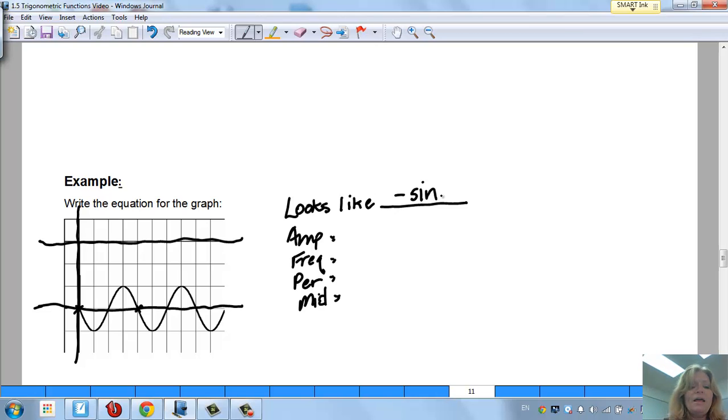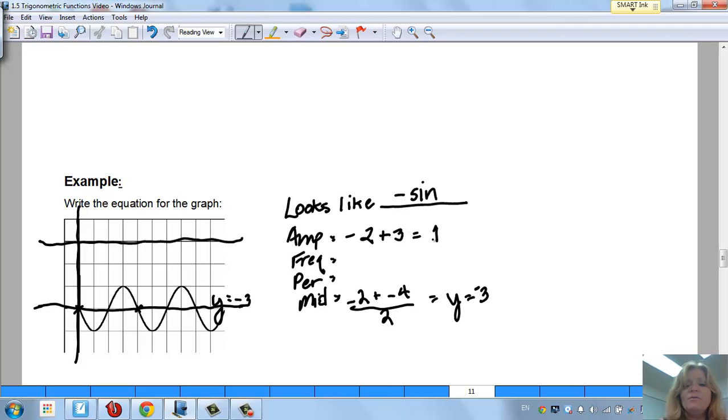Okay, the midline is high plus low divided by 2. So the high is -2. The low is -4. Add them up, divide by 2. I end up getting y equals -3. And this is what this is, y equals -3. Now, amplitude is high minus my midline, and the high we said was -2. And if I subtract a -3, I'm going to add 3 because subtracting a negative is positive, so my amplitude is 1. It's a graph, so I do my period first.